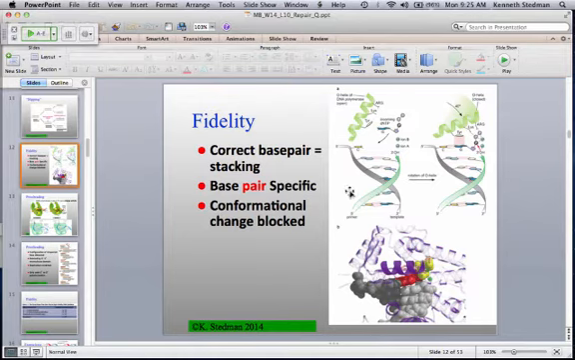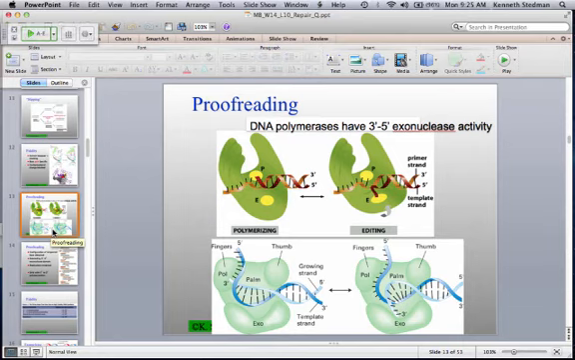And again, if you don't have the right base pair, you're not going to have this flapping down. You're not going to have catalysis that takes place. So that's one thing that happens. And it turns out that's actually pretty darn good. 1 in about 10,000 nucleotides will slip by this. If it turns out that catalysis does take place and you do add the nucleotide, then you have another kind of exonuclease activity. And this is the backing up exonuclease activity.